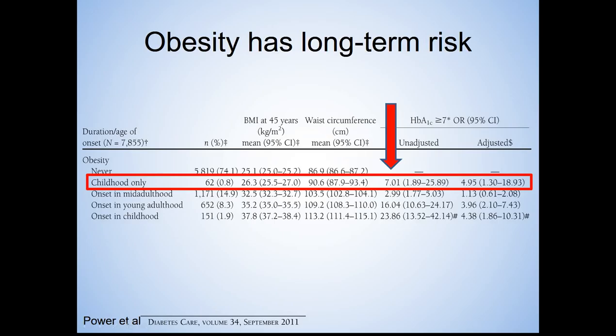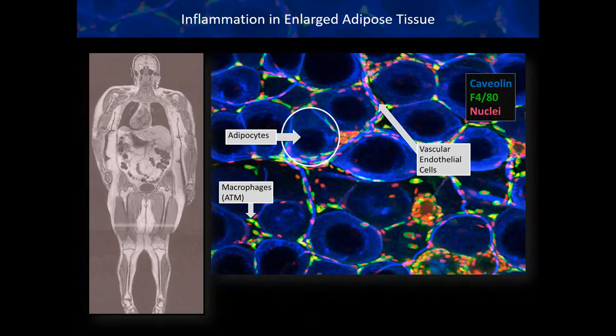So another thing to mention, obesity seems to have a long-term risk as well. If we look at lean adults that were obese as children, they actually carry over still a risk of cardiovascular disease and diabetes. So something to keep in mind, that even when you can re-achieve a lean state, there's still a high risk. So what can we do to better understand what's going on in obesity?